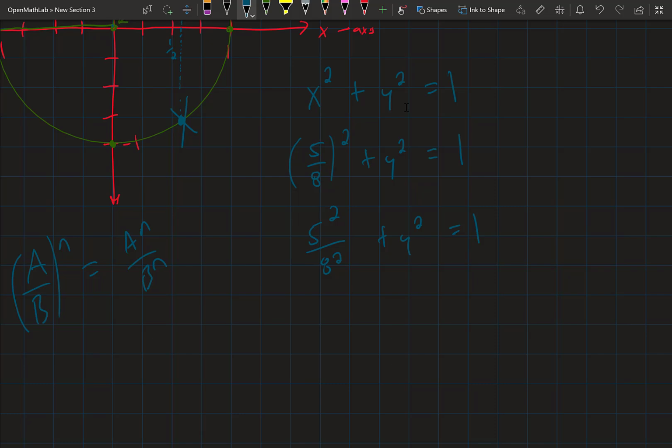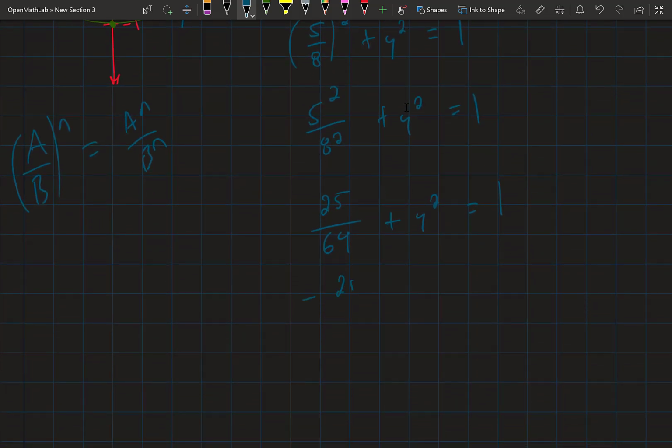So this gives me 25 over 64 plus y squared equals 1. So we're going to have to subtract 25 over 64 from both sides. So I get y squared equals, so 1 I could rewrite as 64 over 64, right, to get a common denominator. So we'd have 64 over 64 minus 25 over 64.